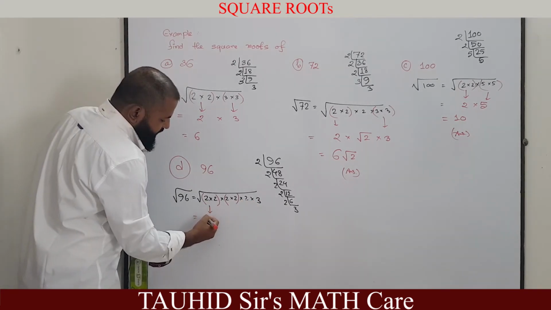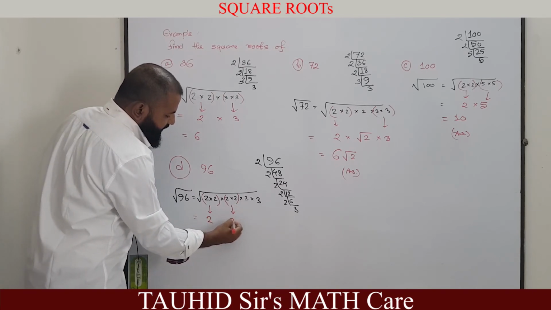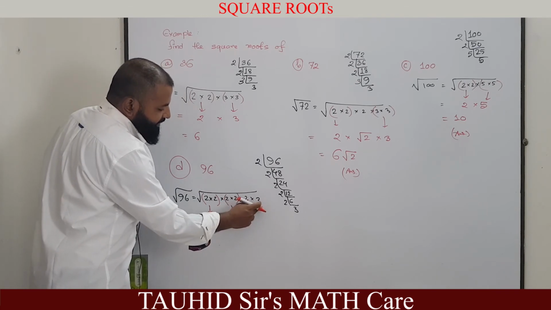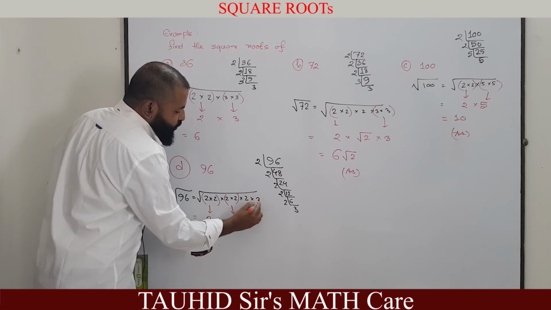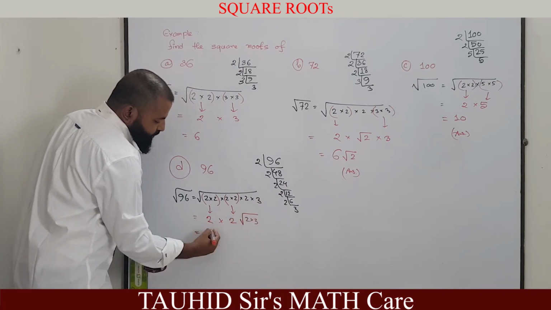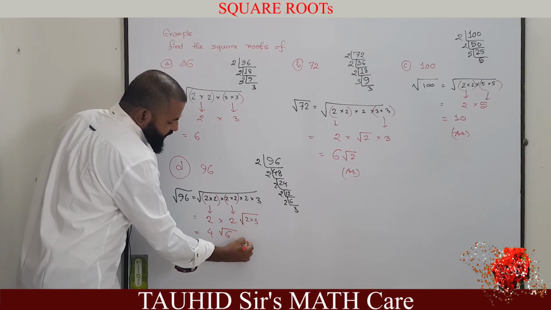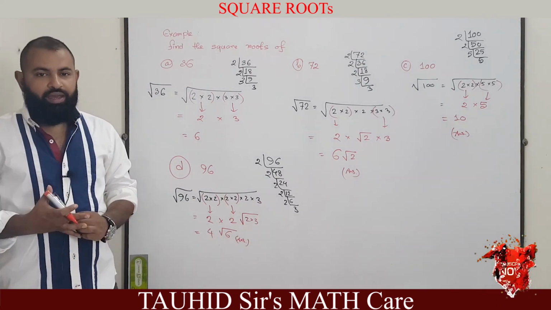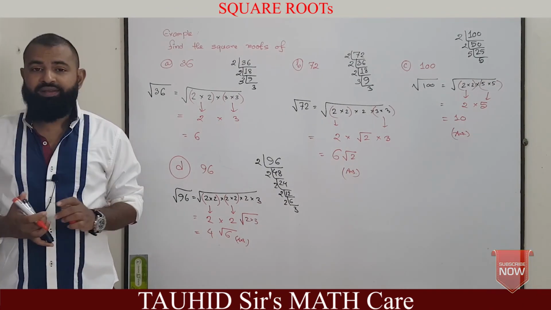So for these 2's we can write a 2, these 2's we can write another 2, and this is a single 2, this is a single 3. So we will multiply this inside a root. That means 2 2's 4 root 6. This is our answer. Root over 96 is 4 root 6. I hope now you get the process of how to find the square root.